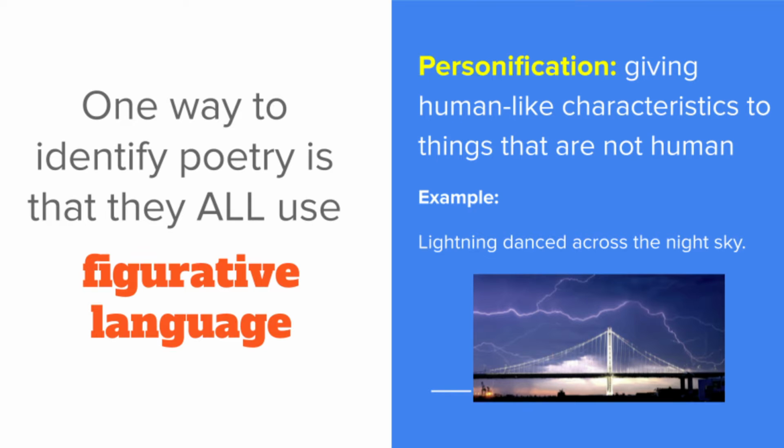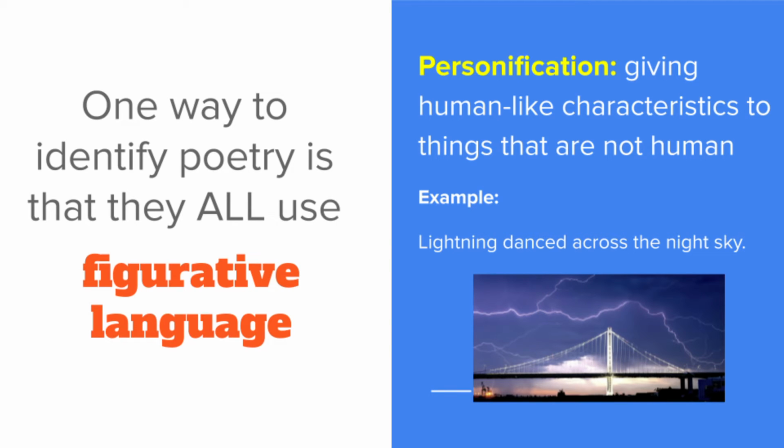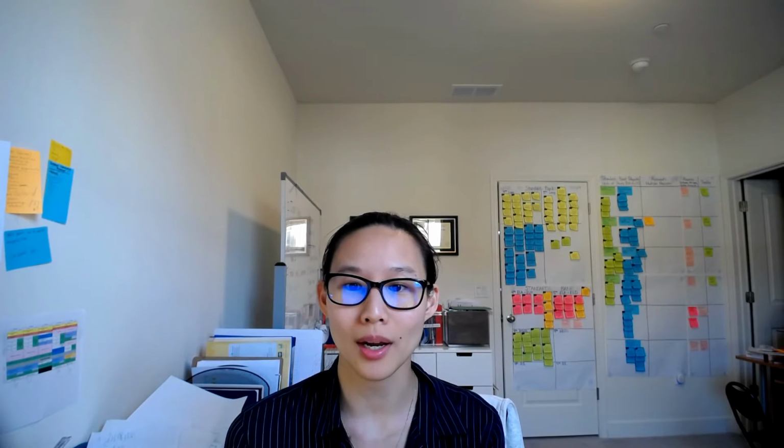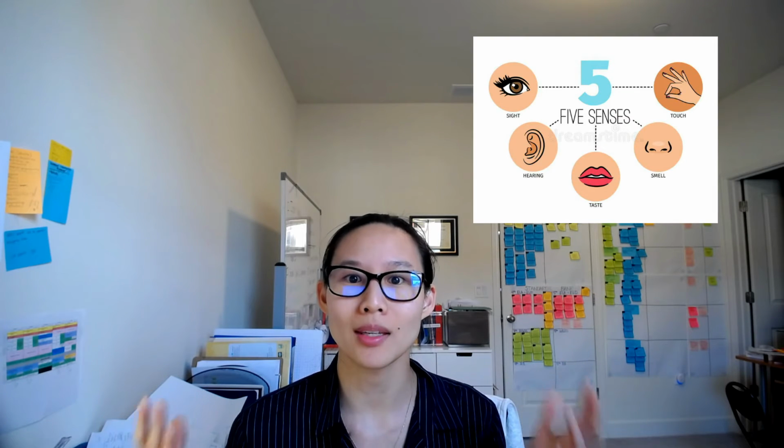The third type of figurative language that a poet may use is personification. This is giving inanimate objects or animals, basically anything that's not human, and making it seem more like human. For example, lightning danced across the night sky. Poets use figurative language to enhance the imagery or a more detailed description of what they see, feel, smell, and touch.